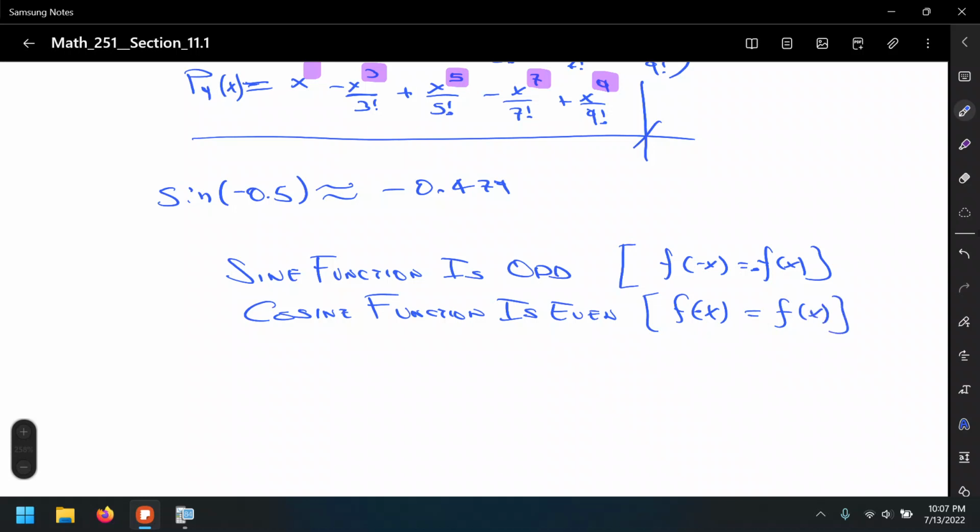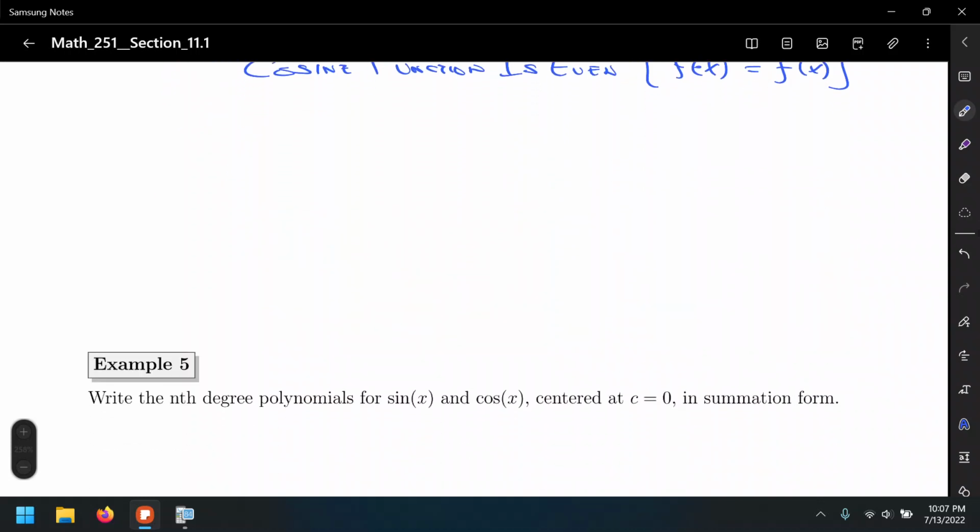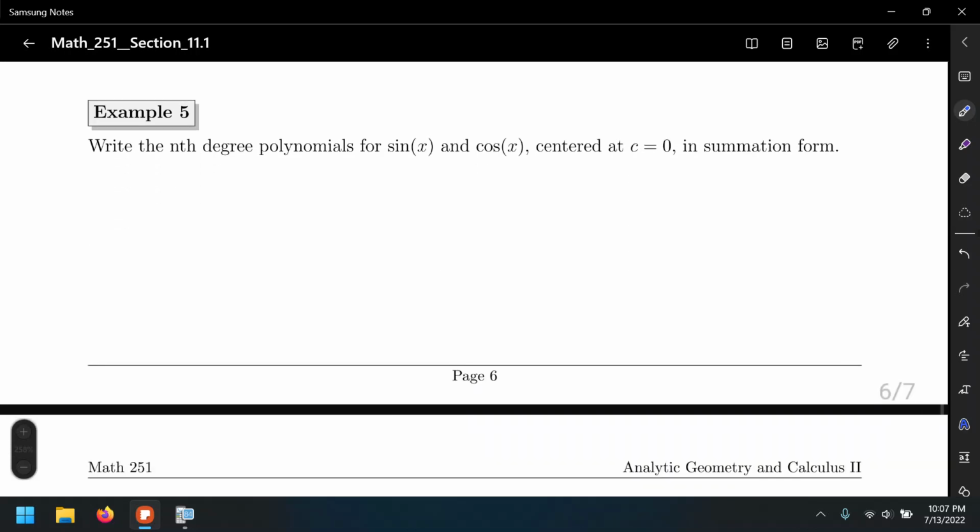Another pretty cool connection between even and odd from pre-calculus, and I think this is seen in the Taylor and Maclaurin series.